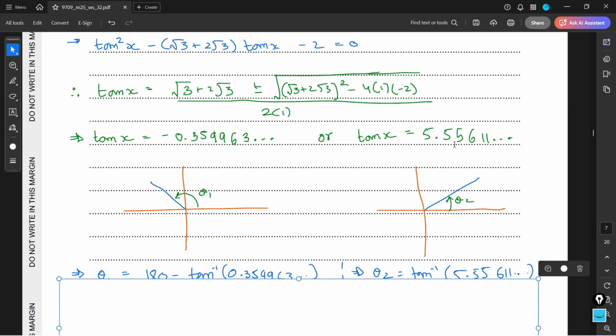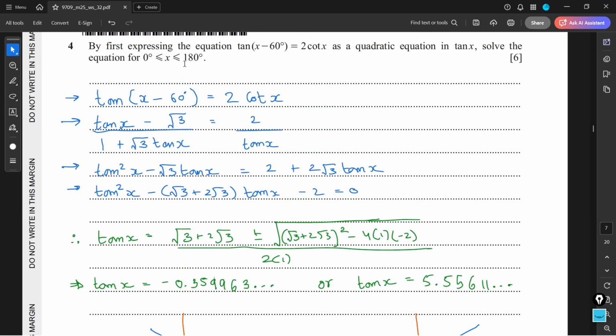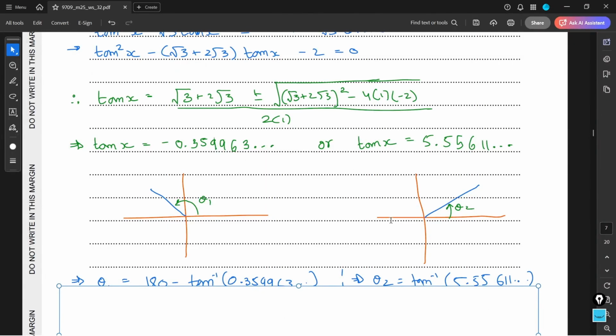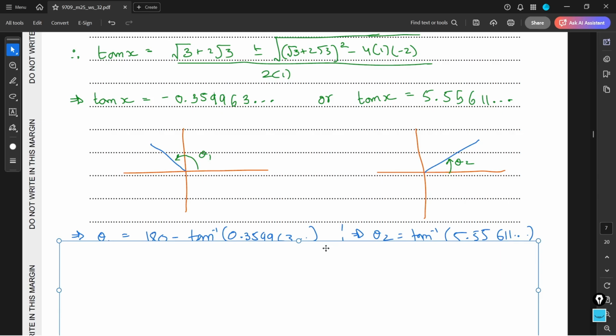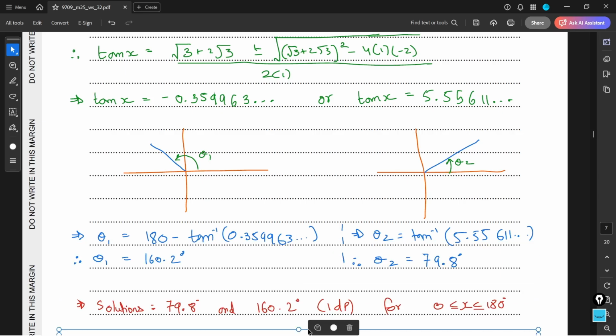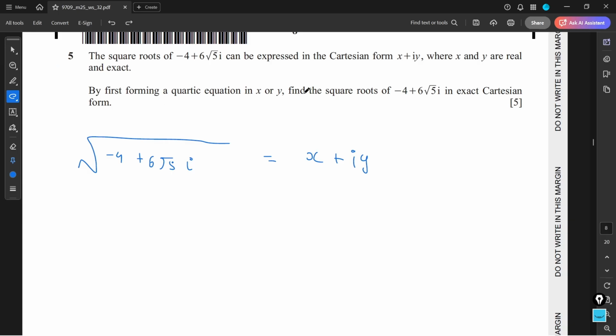And here on the right hand side, because I know that tan is positive in the first quadrant and the third quadrant, and because the domain is restricted for the solutions being 0 to 180, I cannot go beyond 180. That is, I cannot go beyond the second quadrant. So the only one solution here will be this one, which is just the tan inverse of 5.55611. And in solving this, the final answers here will be 79.8 and 160.2 degrees, correct to one decimal place for the given domain. Now the next question is pretty repetitive, coming from the complex numbers.